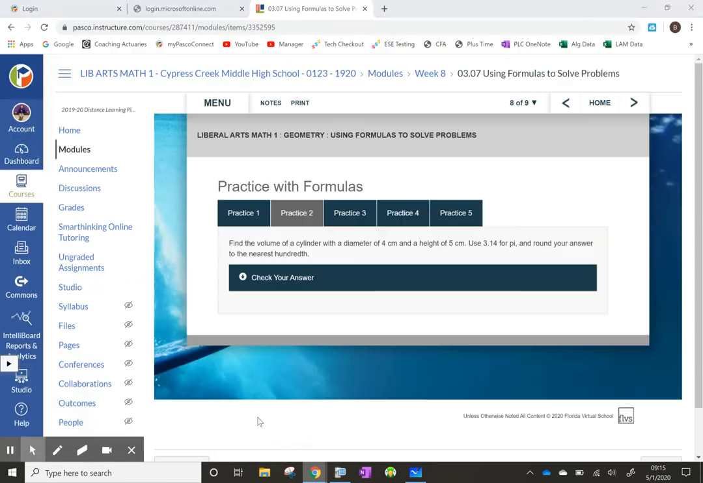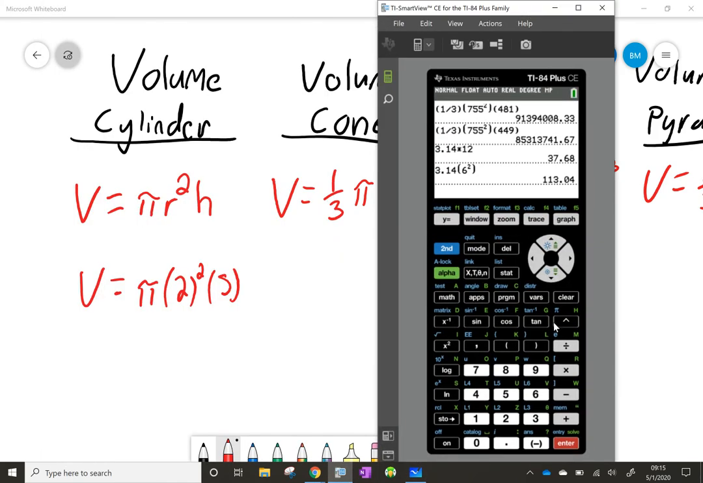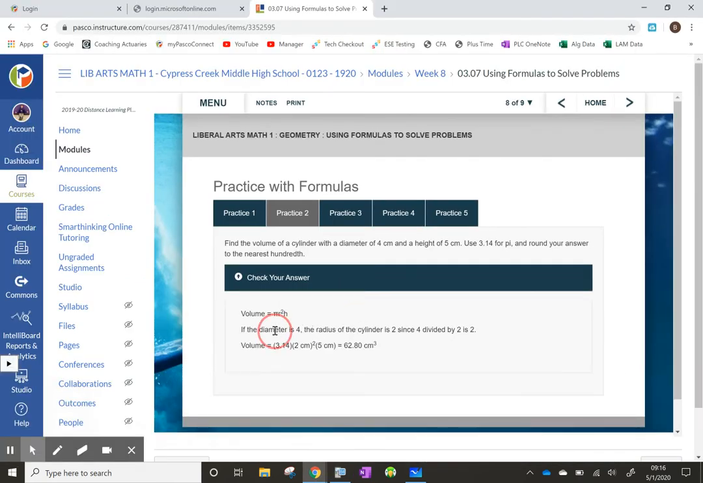What height did it give us again? It said the height was 5 centimeters. So 5. Of course, we're going to use 3.14 for pi. So we're going to type this into our calculator now: 3.14 times 2 squared times 5. And we get 62.8 for the volume. Yeah, it tells you again, the radius is 2, not 4. So make sure you understand that. And we get the same result.